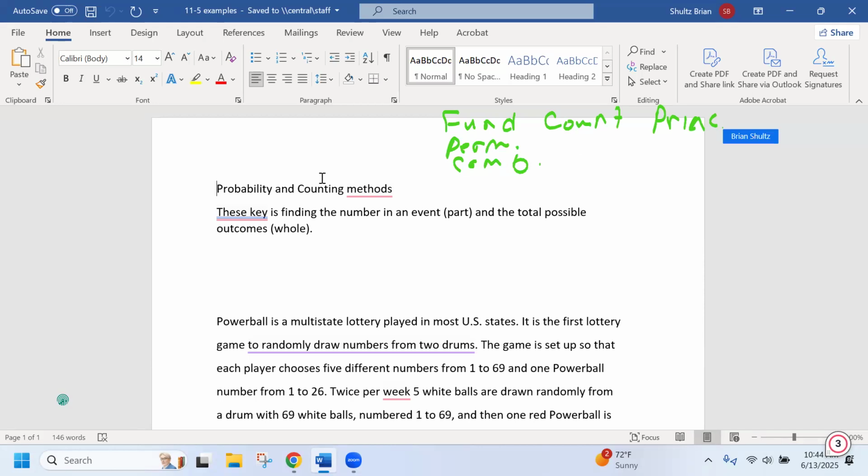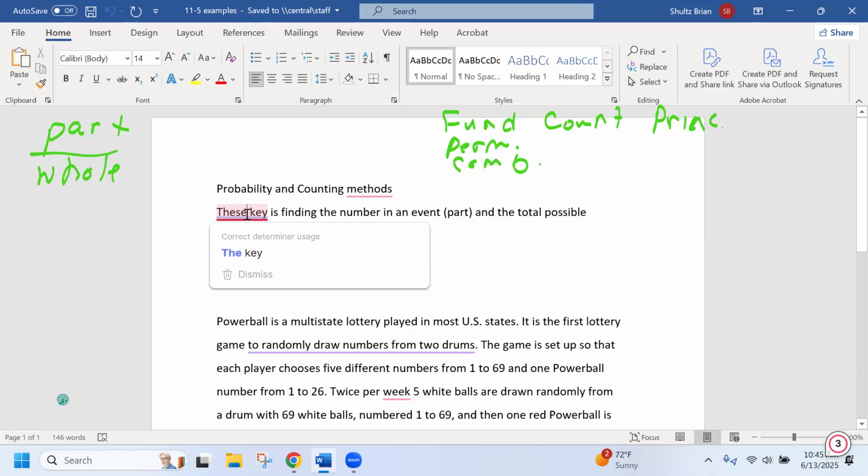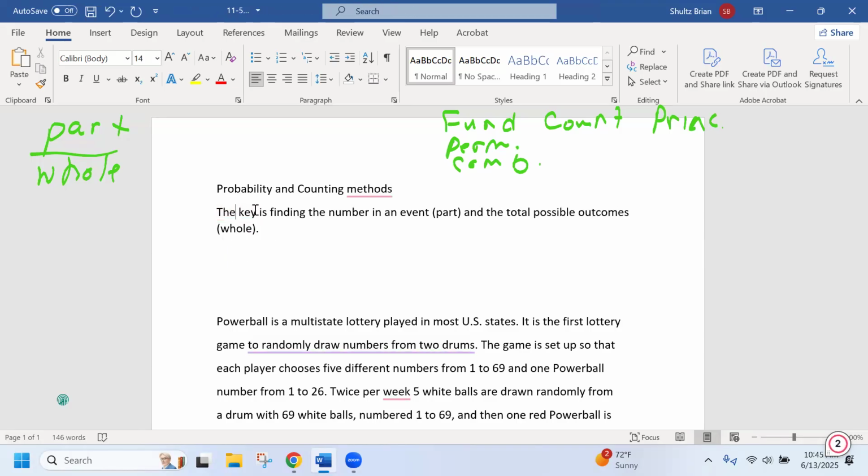But this all goes back to, again, what I said in the last couple of sections: the part over the whole. The key is finding the number in an event and the total possible outcomes, which is the part and the whole. Sorry, I had some mistypes, so I'm correcting my mistake.